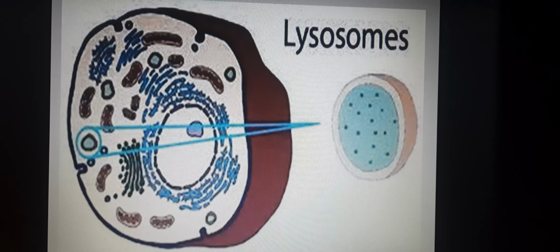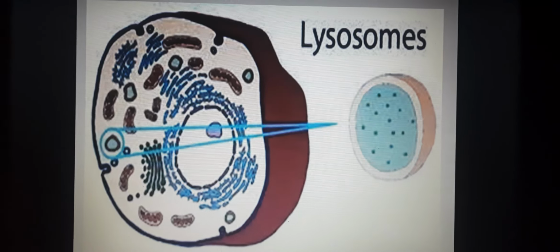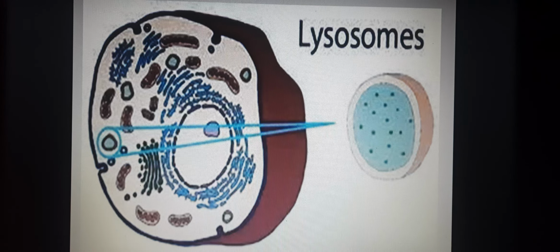This is called lysosome. Lysosome is called the suicidal bag of the cell. Lysosome is actually an organelle which secretes enzymes, which is called the lysoenzyme. Try to remember lysoenzyme. So lysoenzymes help in cellular digestion inside the cell, whatever the substances are there, they will be digested by the lysoenzyme.